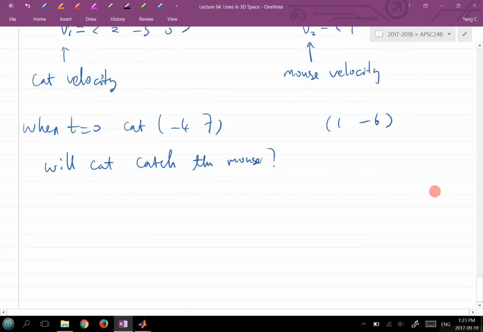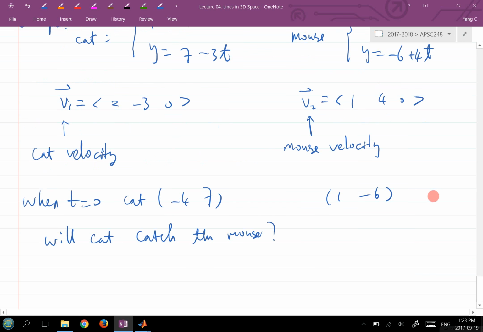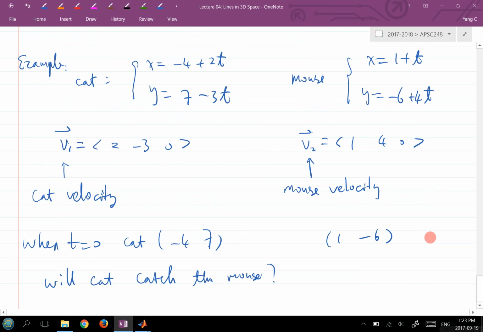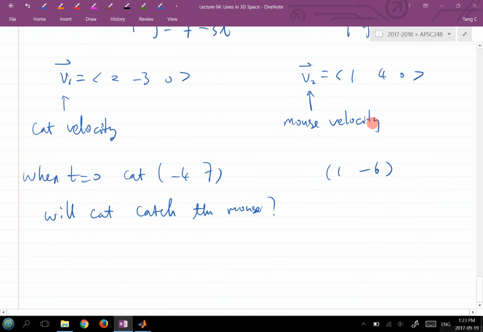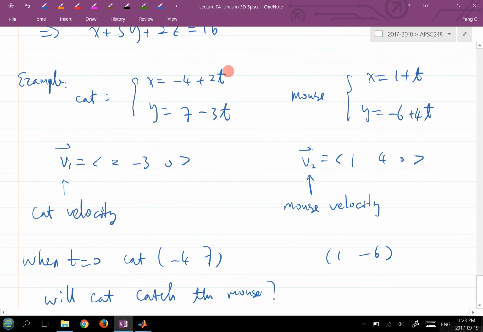So how can we solve this question? You have one or two minutes to think about it. Very good. So we equate the x and y here. I'm going to equate x with this one, and equate y with this one here.